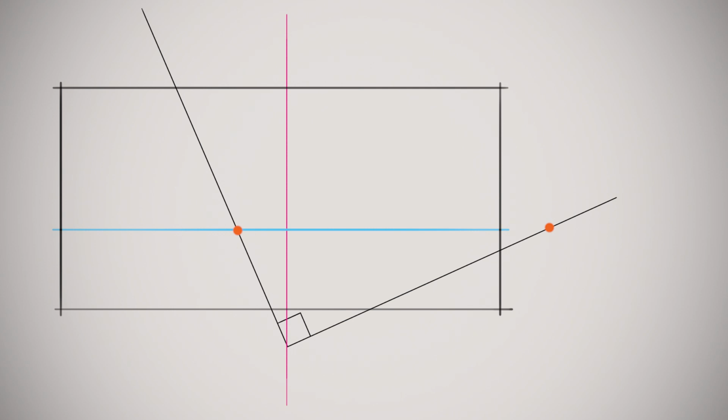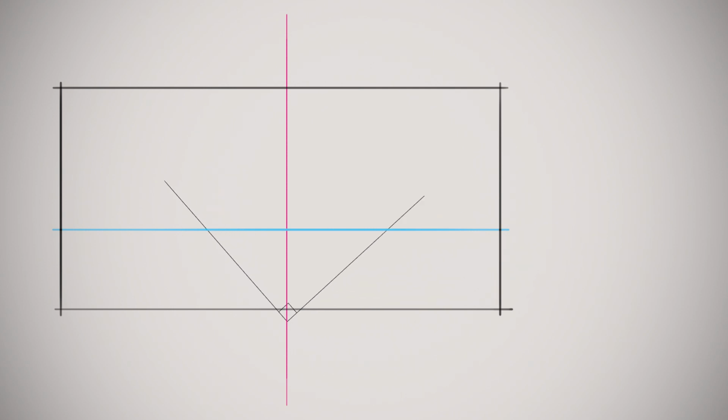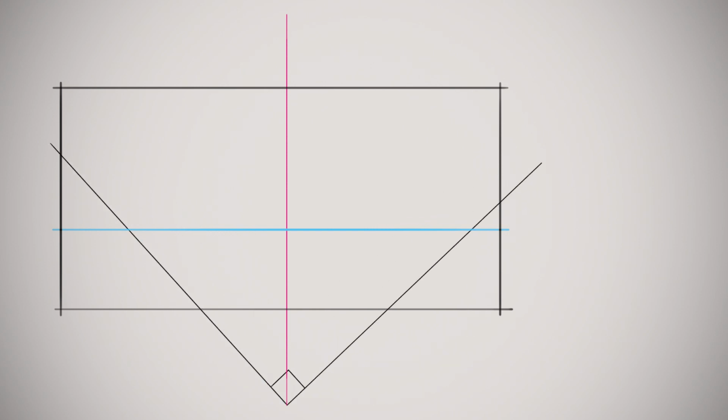Note that you have control over how large this right angle is. A smaller right angle will yield two vanishing points that are much closer together, a wide-angle view, while a larger right angle will yield far apart vanishing points, a more zoomed-in view.